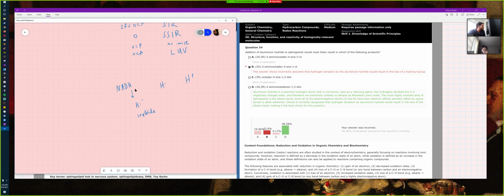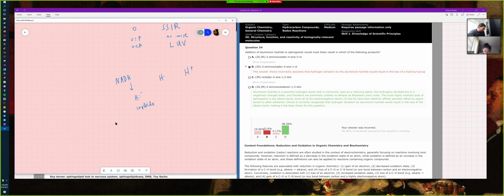All right. So anyway, hydride is negatively charged. That's why whenever NAD plus gets reduced, it's NADH plus H plus, in a metabolic pathway kind of thing. Wait, why does it get an H plus? Oh, because it gets reduced.